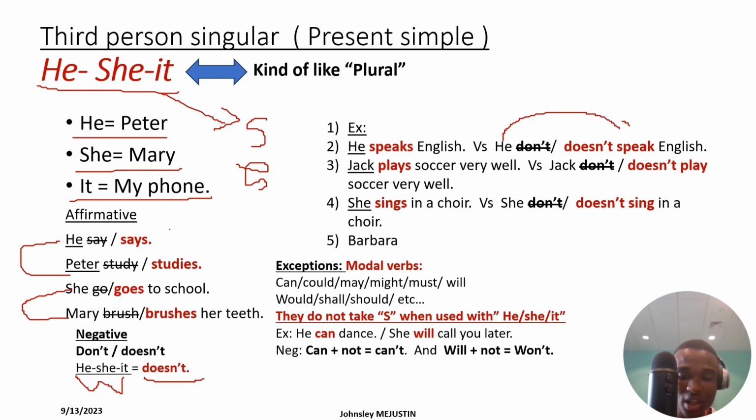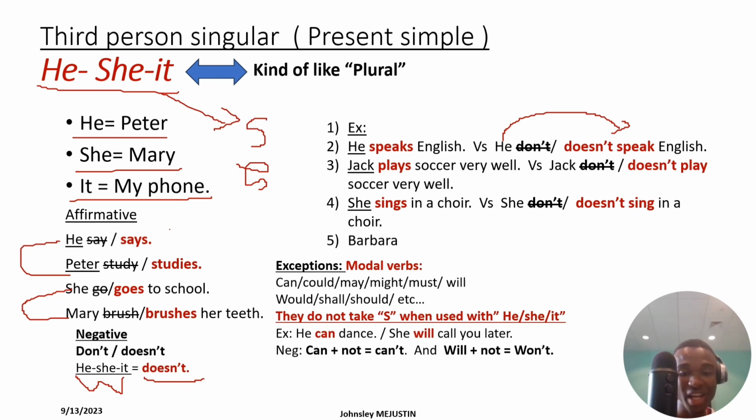He doesn't speak English. Don't say he doesn't speaks because doesn't is already the third person. You see, it was do, does, you put that es, doesn't. He doesn't speak English. He speaks English. He doesn't speak English. Okay? But if I were to say I speak English, if I don't, you would say I don't speak English. But if it's he, she, it, it should be doesn't.